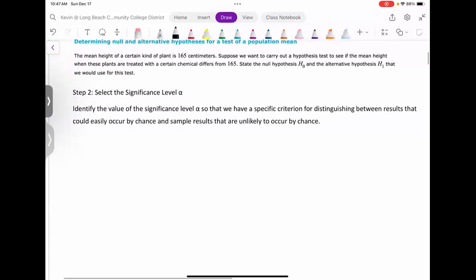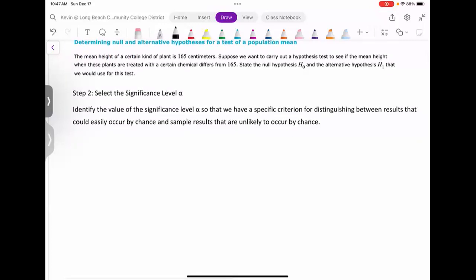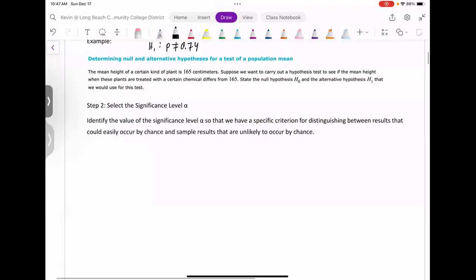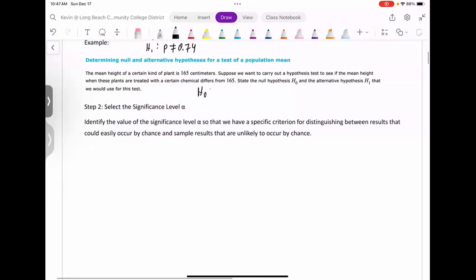The mean height of a certain kind of plant is 165 centimeters. Suppose we want to carry out a hypothesis test to see if the mean height when these plants are treated with a certain chemical differs from 165 centimeters. And so here we go. So our null hypothesis is that the mean is 165 centimeters. Our alternative hypothesis is that it's not.